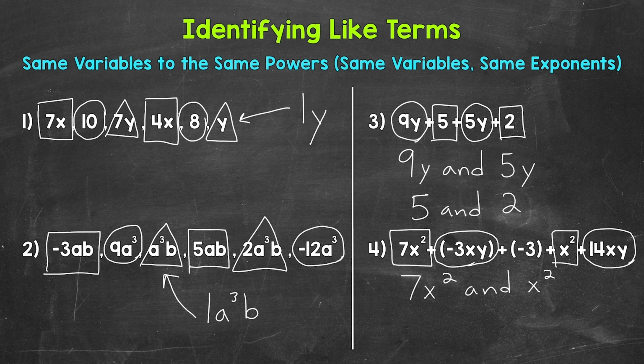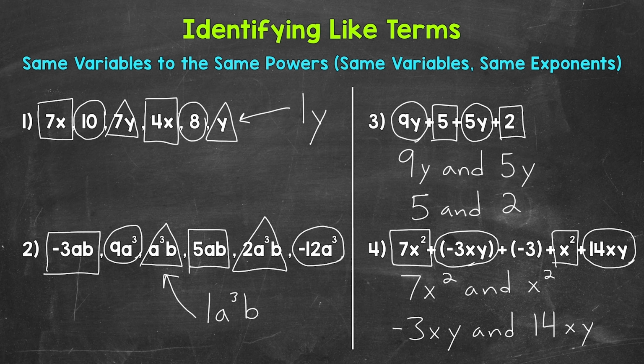14xy also has the variables of x and y to the power of 1. So negative 3xy and 14xy are like terms. And then lastly, we have a constant term of negative 3, but we don't have any other terms left, so there aren't any more like terms. We are done. We identified all of the like terms. So there's how we identify like terms.